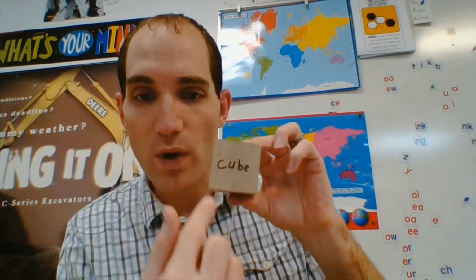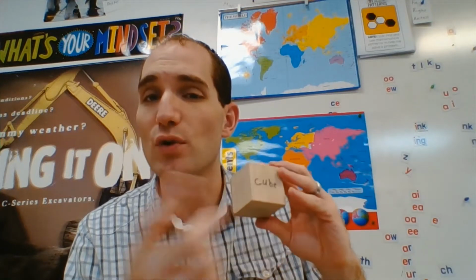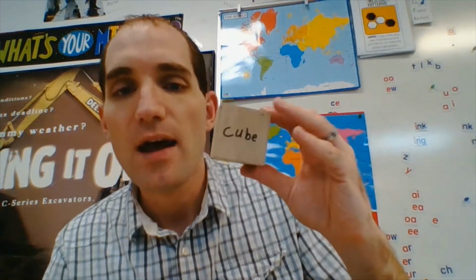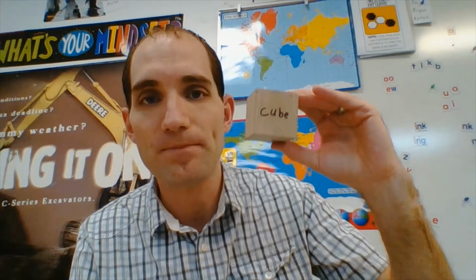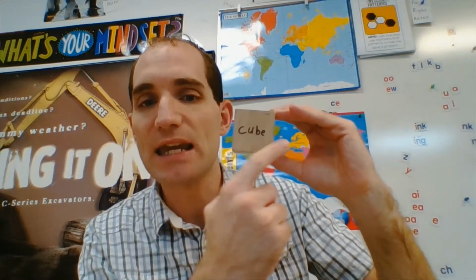A cube is a dice shape. It has a square on every side. Remember, on a square, all the sides are the same length. So every side is the same length on a cube. Sometimes we say ice cubes, but ice cubes are normally more of a rectangle shape. But when we think of a dice that you use to play a game, those are cubes, okay? So a cube is a square shape on every side.